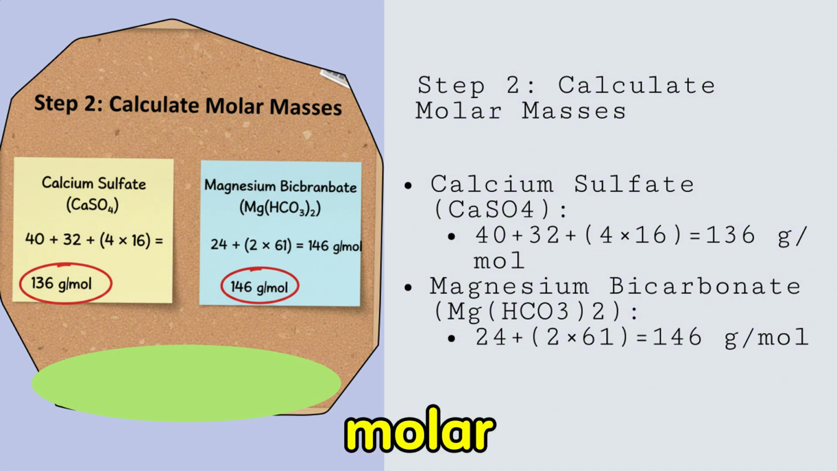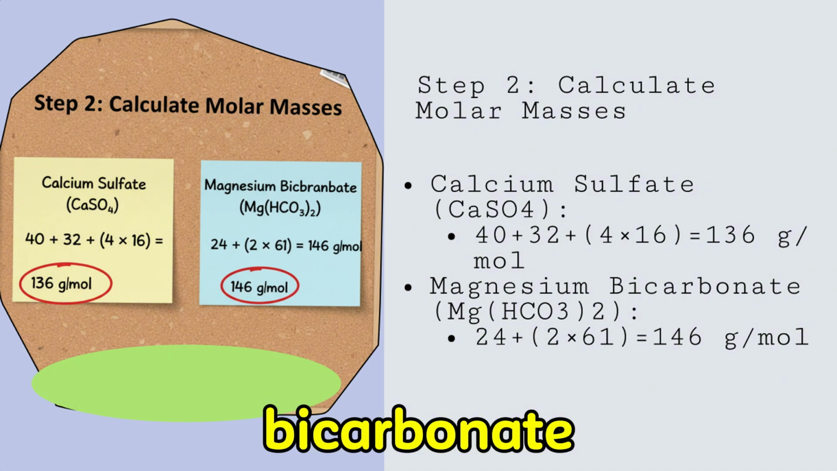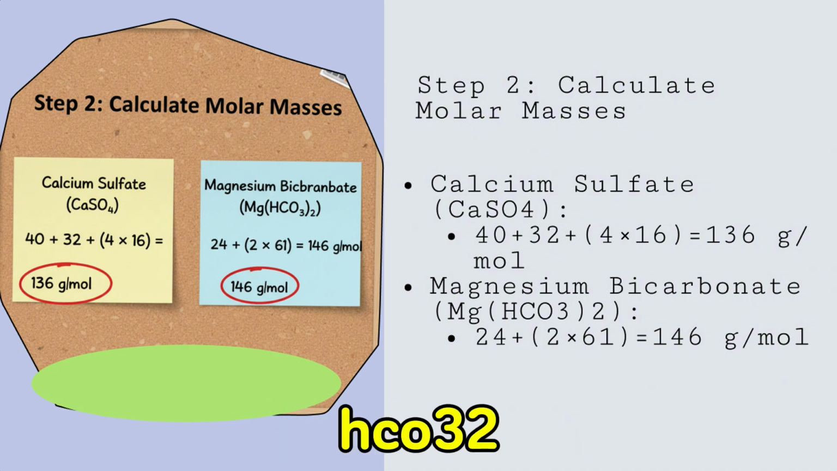First, we need the molar masses of our two salts. For calcium sulfate, CaSO4, calcium is 40, sulfur is 32, and oxygen is 16. So, 40 plus 32 plus 4 times 16 equals 136. For magnesium bicarbonate, Mg(HCO3)2, magnesium is 24, and the bicarbonate part is 61. So, 24 plus 2 times 61 equals 146.